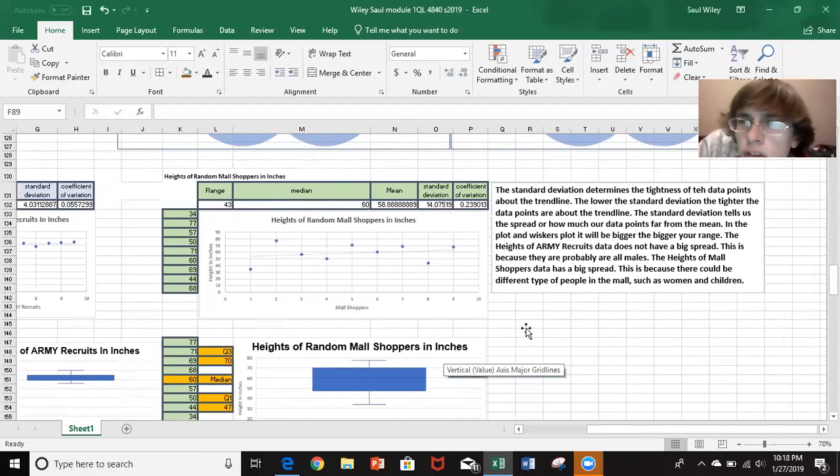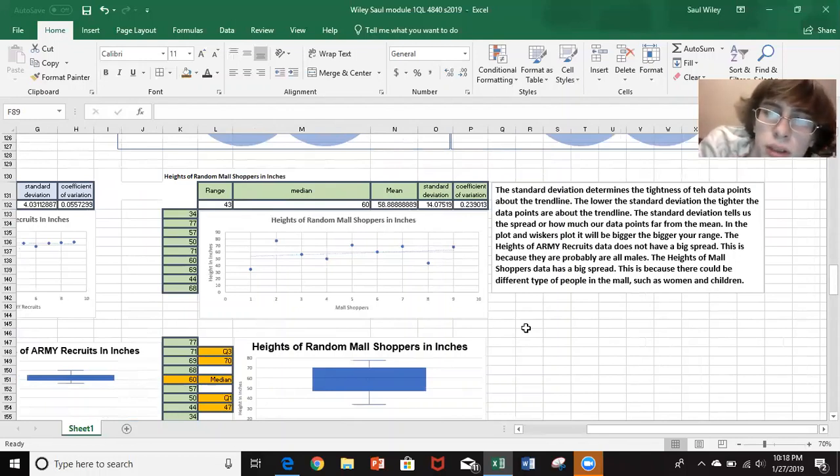The standard deviation determines the tightness of the data points about the trend line. The lower the standard deviation, the tighter the data points are about the trend line. The standard deviation tells us the spread, or how far our data points are from the mean.